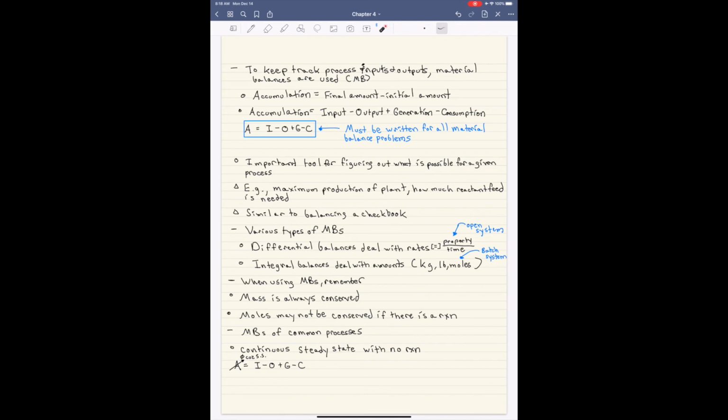The next keywords I'm going to highlight is the no reaction. Right? And so if there's no reaction going on in our system, that means we're not going to have any sort of generation or consumption of a chemical species. And so the G and the C terms are going to go away.